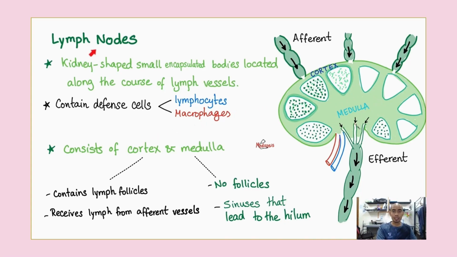So the lymph node consists of cortex and medulla. The cortex contains lymph follicles and also receives lymph from the afferent vessel, while the medulla has no follicles, and has the sinuses around here that lead to the hilum. This is the part we call the hilum.